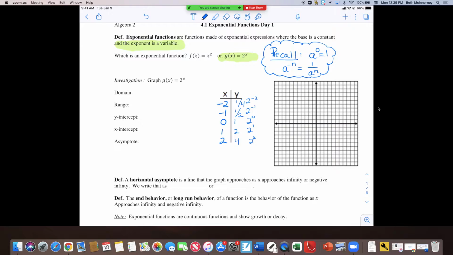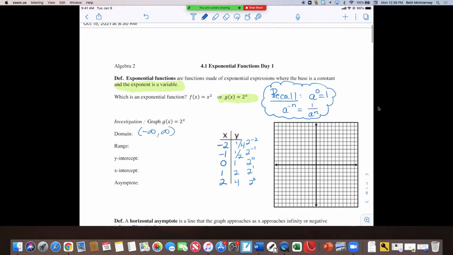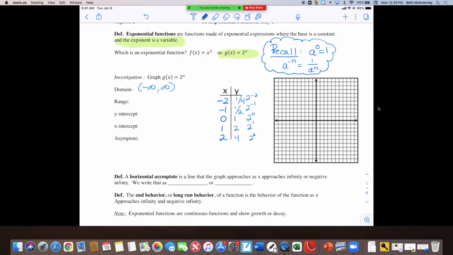So my domain is negative infinity to infinity for all exponential functions. Remember that for the v's? The v shape was negative infinity to infinity for my domain. My u's, negative infinity to infinity for all parabolas that open up or down. So 2 to the x. Any exponential will have that domain. Before I state the range, let's go ahead and plot these.